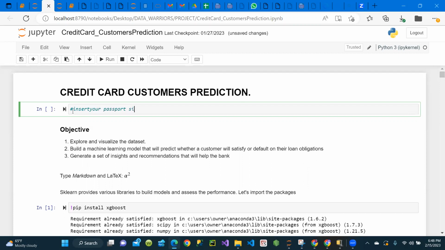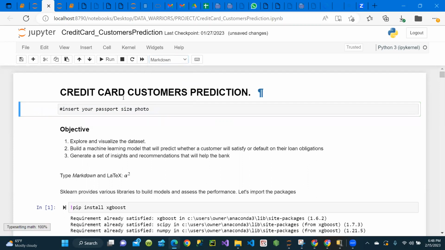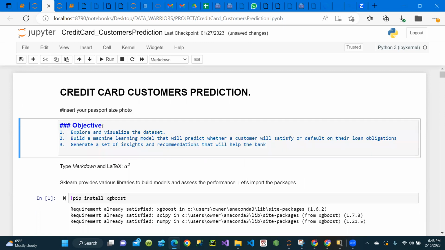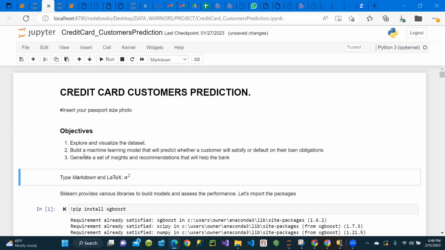Passport size photo. And when you run this, here you change this code to markdown, so that when you come here and run, it doesn't give an error. So that's a note to insert that. So these are the objectives. This one should be objective, not objective. Again, you run. Objective, those are the things we're looking for.